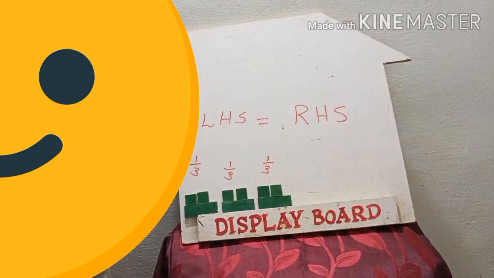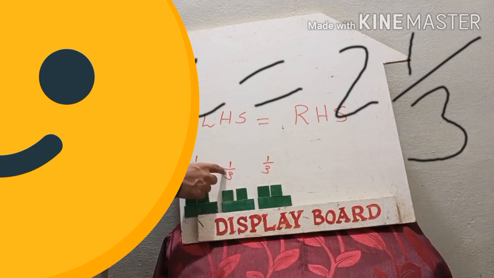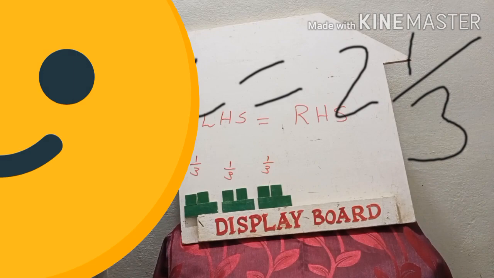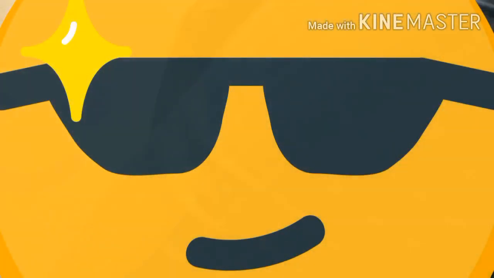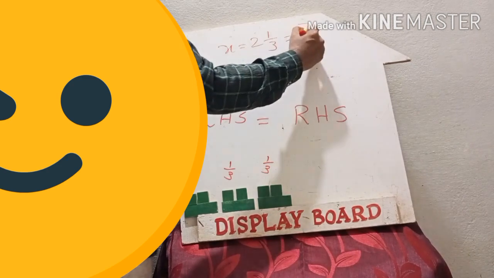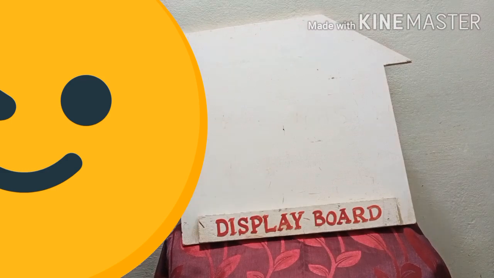Okay, then you have to calculate the value of each x, that means rectangle. Here x is 2 1 by 3. Here also x is 2 1 by 3. Here also x is 2 1 by 3. Isn't it? Therefore, x is 2 1 by 3, or if you like, convert it into 7 by 3. Isn't it? Okay. Shall we go for another problem? Come to the next problem.